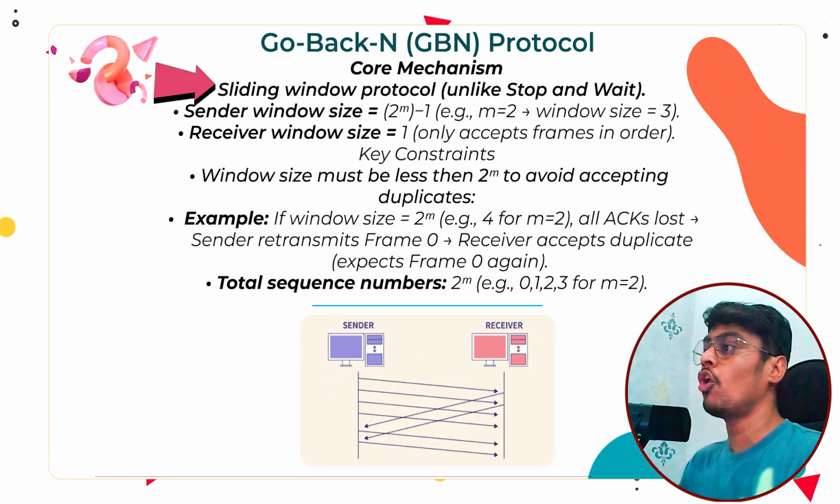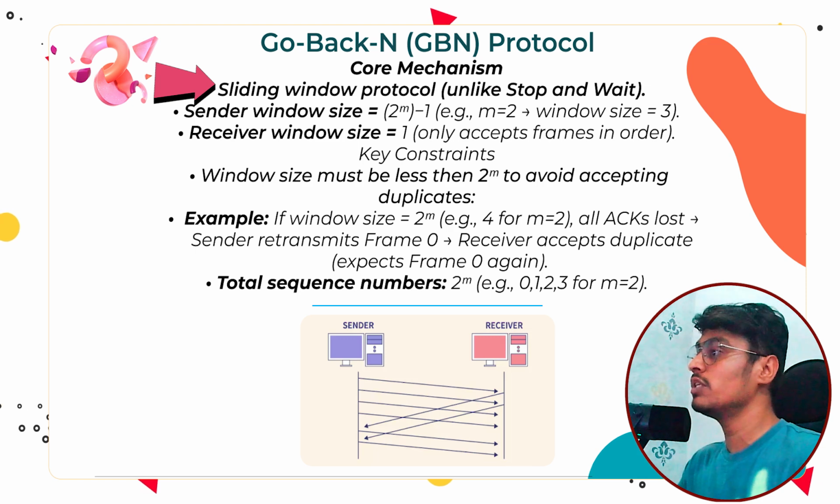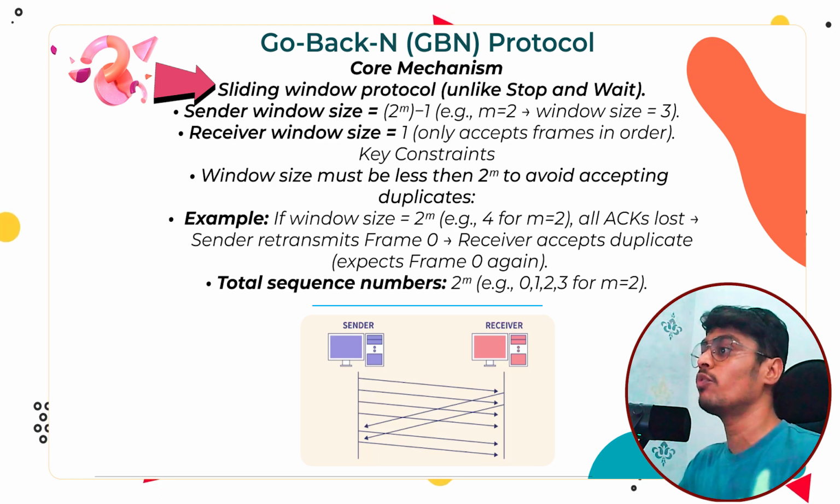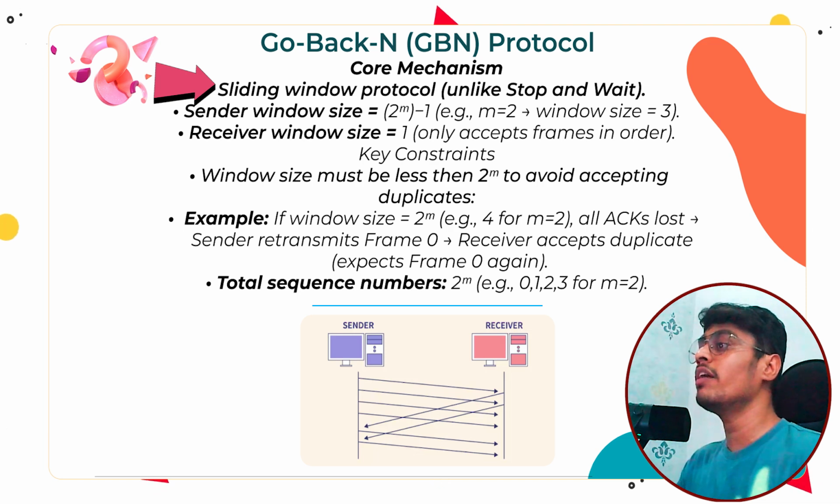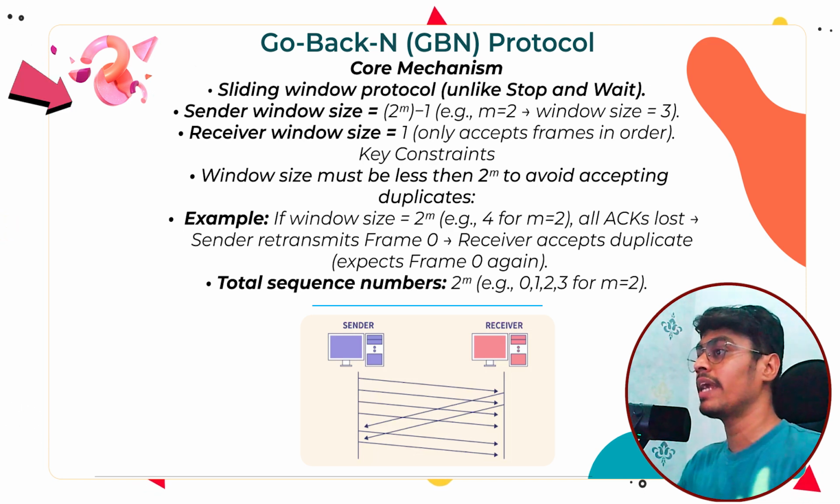Go Back N is called a sliding window protocol. This uses a sliding window, whereas the first protocol, stop and wait protocol, was not a sliding window protocol because it had only one window slot. In Go Back N, the window is bigger. Pause the video and write down these important points. I will explain it using a diagram.